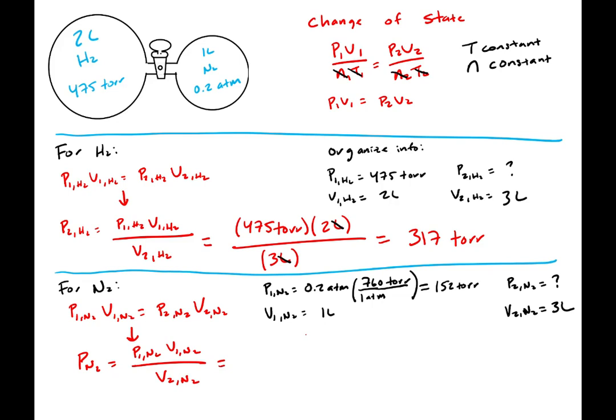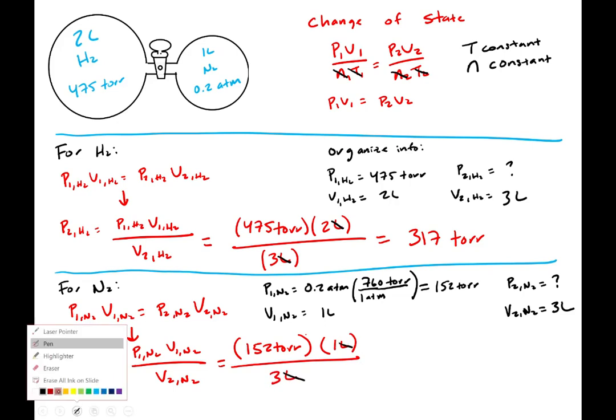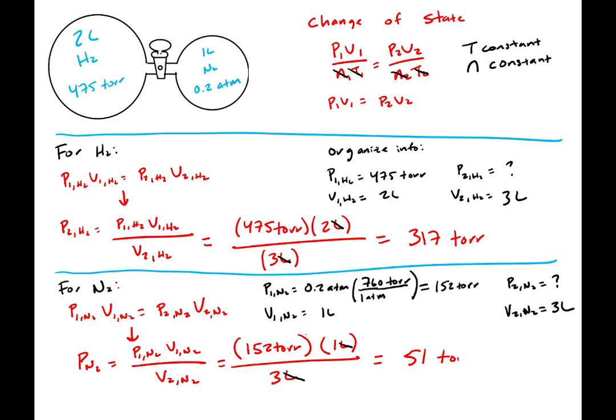And now we plug in the numbers. So we have that our initial pressure of the N2 was 152 torr, times the initial volume, which is 1 liter, over the final volume, which is 3 liters. Once again, the liters cancel out, and I find the pressure in units of torr. The new pressure of the nitrogen gas after it expands will be 51 torr.